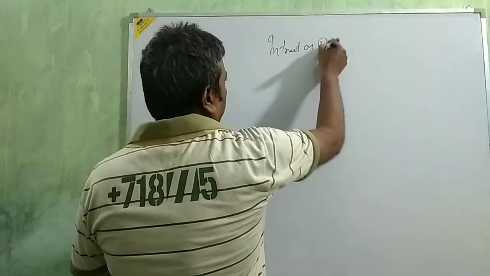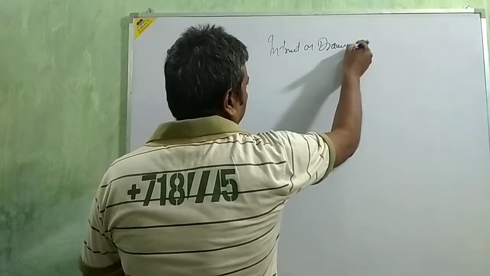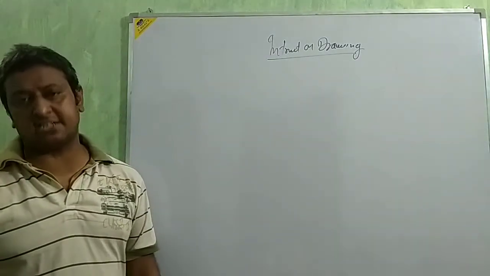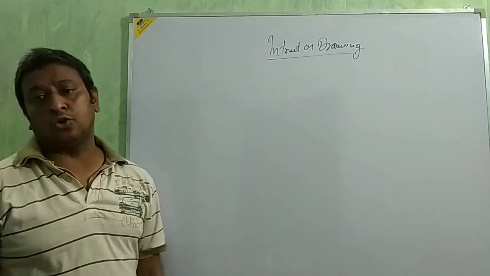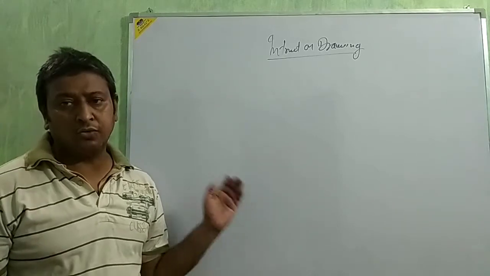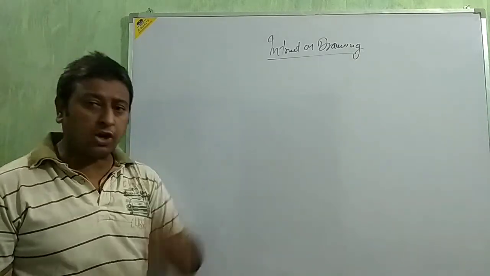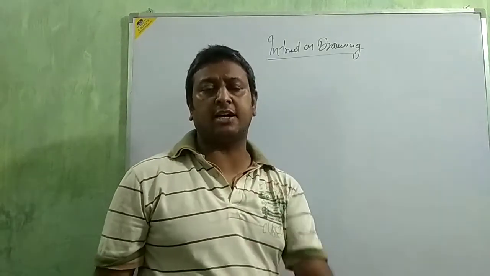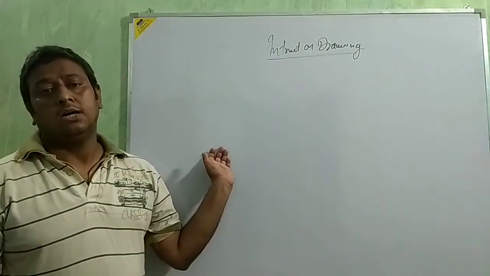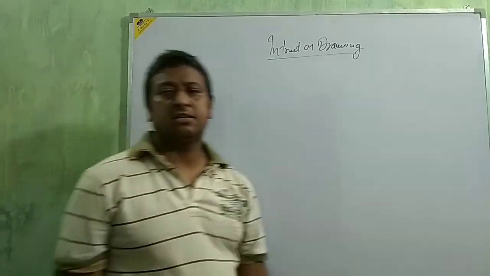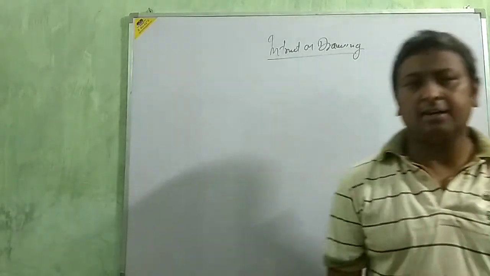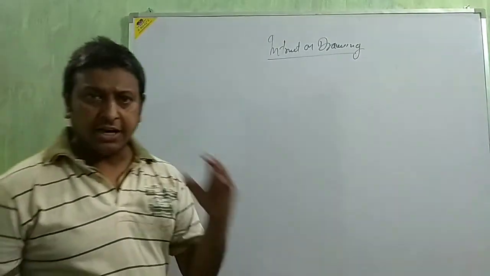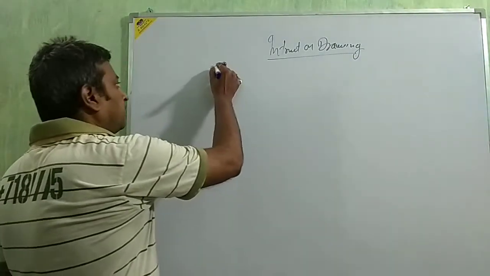Interest on drawing. Before knowing how to calculate the interest on drawing, first we are going to know how we are going to take the drawing for your firm. Mainly three methods we are using. One, regular. Second, irregular. And third, one fixed amount. First we are going to take the fixed amount.